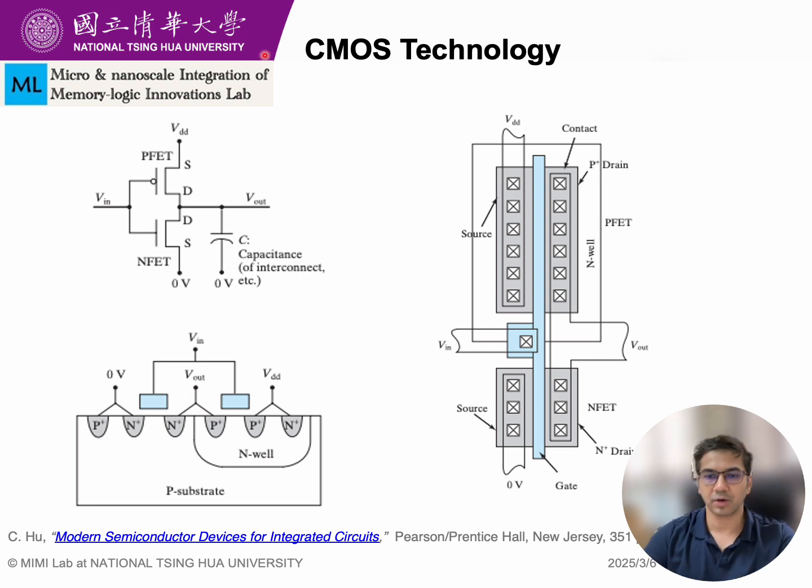So now if we bring all of them together, the CMOS inverter is a crucial component in digital circuits. It is used to implement logic gates and other digital functions. Its operation relies on the complementary nature of the NFET and PFET, and we also have to design this layout carefully in order to optimize the performance and minimize the area.